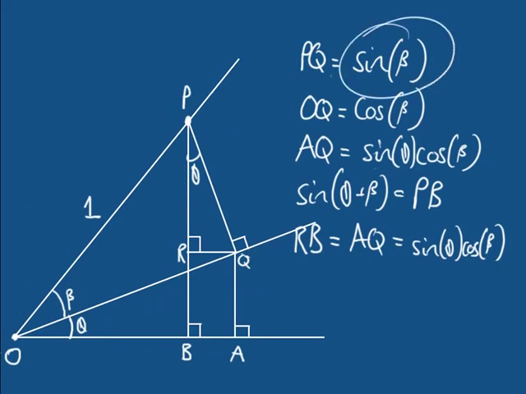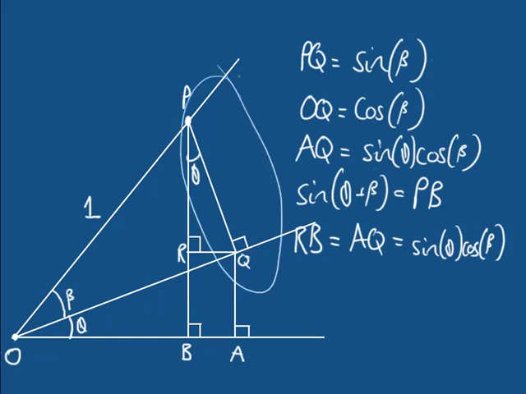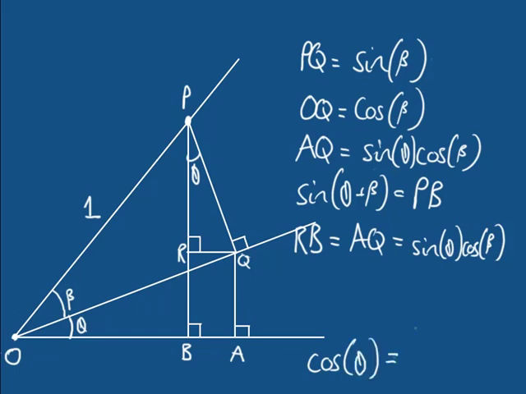We know PQ is equal to sine of beta. Therefore, we know PR, the adjacent, and we know PQ, which in this right-angled triangle is the hypotenuse. So we know the adjacent and we know the hypotenuse. Therefore, we can say the cosine of theta in this case is equal to the adjacent, PR, divided by the hypotenuse. The hypotenuse is PQ, which we know is sine beta.